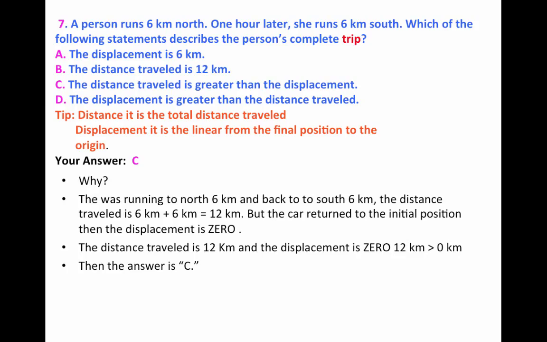The person was running to the north 6 kilometers and back to the south 6 kilometers. The distance traveled is 6 kilometers plus 6 kilometers, 12 kilometers. Because the person returned to the initial position, the displacement is 0. The distance traveled is 12 kilometers and the displacement is 0. 12 kilometers is greater than 0 kilometers. Then the answer is C.